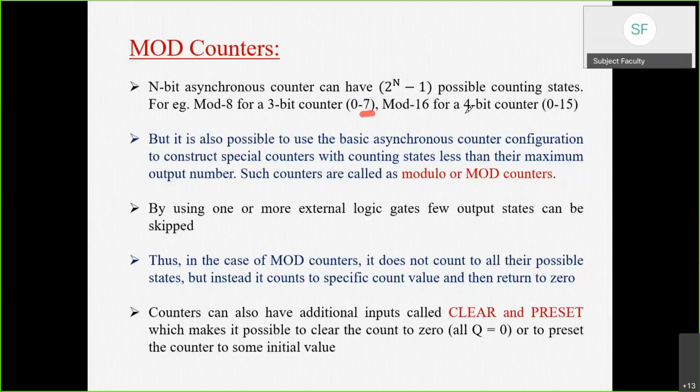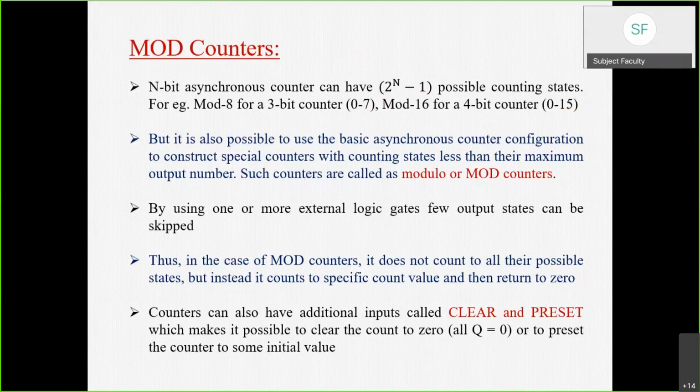Similarly, if your counter is a 4-bit counter, then it is also called a mod counter. Why? Because 16 counts are possible and the maximum count will be 15. So we know from our earlier discussion that an n-bit asynchronous counter will have 2 raised to power n states in total, but the maximum count will be 2 raised to power n minus 1. So it is very clear to you by now.